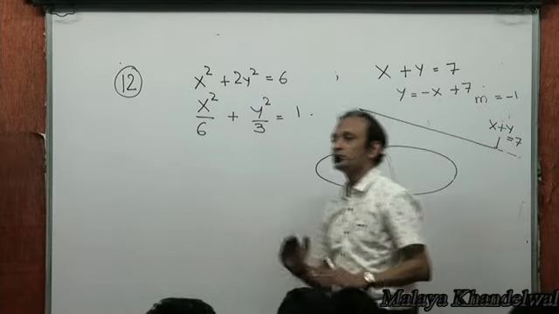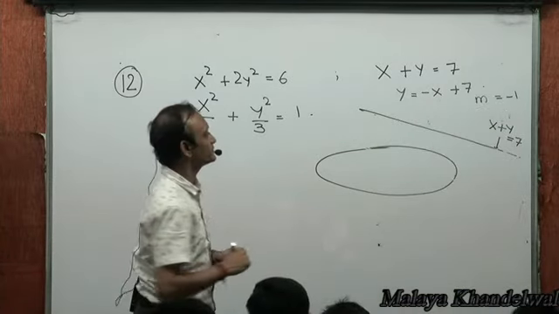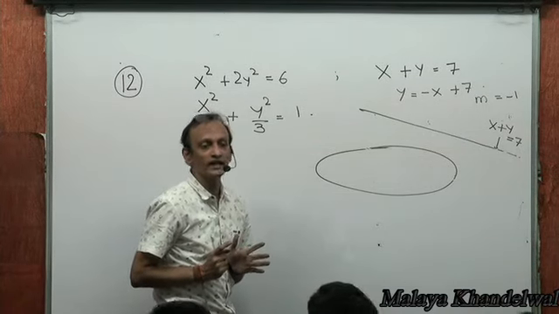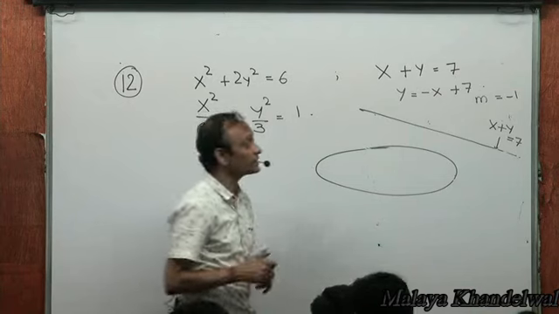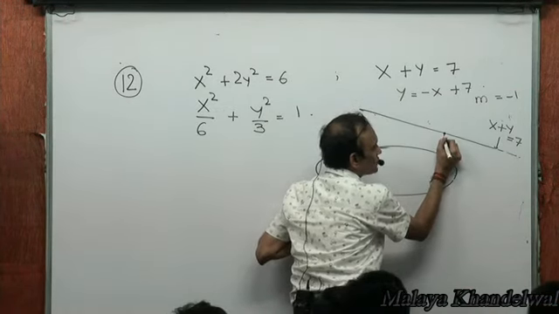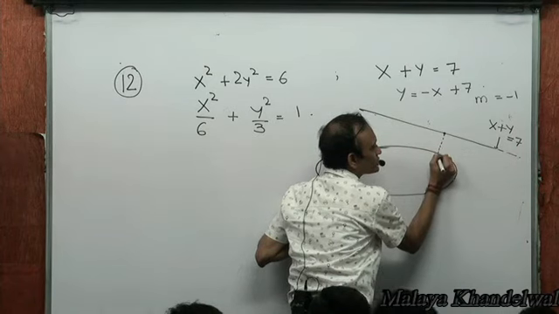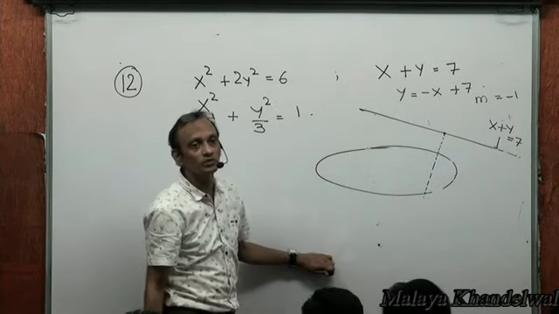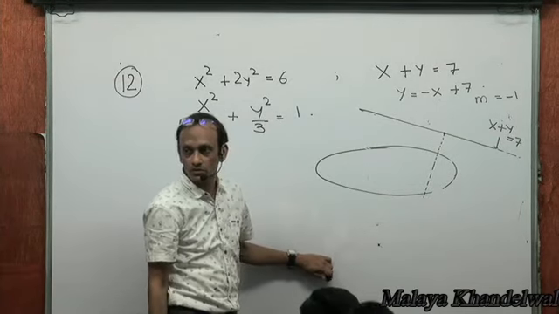Now, again, from the principle that we just learned, we want to find the shortest distance between the line and the curve. The shortest distance between the line and the curve, what I do is, if there is a certain point on the curve, then the shortest and the greatest distance would lie along a normal to the curve.